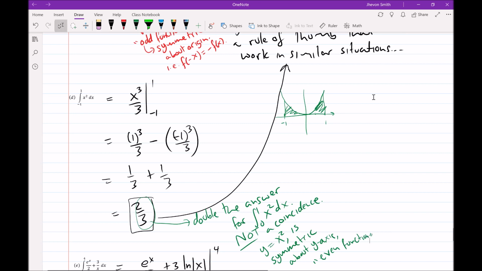So in fact, that is something that you could actually work out in general. The integral from minus a to a of f of x dx is actually equal to double the integral from 0 to a of f of x dx. So you can only do half the work if your f is an even function.